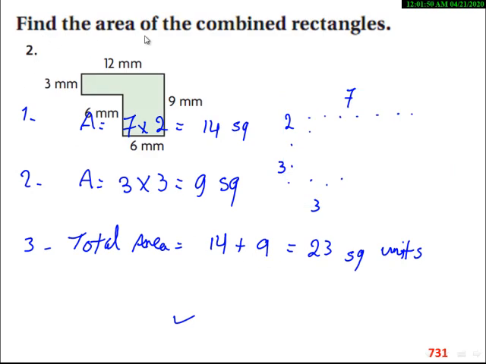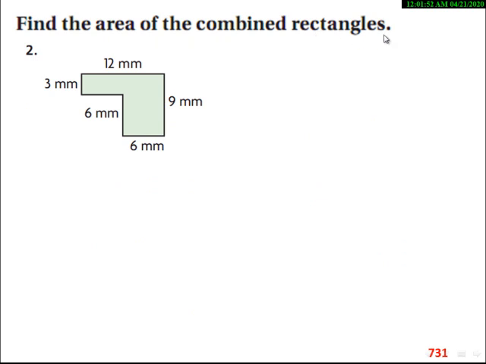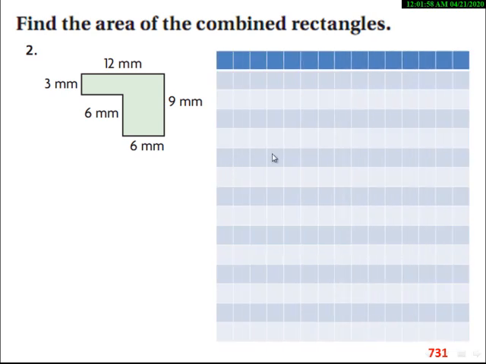Find the area of the combined rectangles. What should I do? I should bring my grid paper. Then I'm gonna draw the figure. I'm gonna draw the first line segment, which equals 9 millimeters. Look, 1, 2, 3, 4, 5, 6, 7, 8, 9. I drew a line segment equal to 9 millimeters.